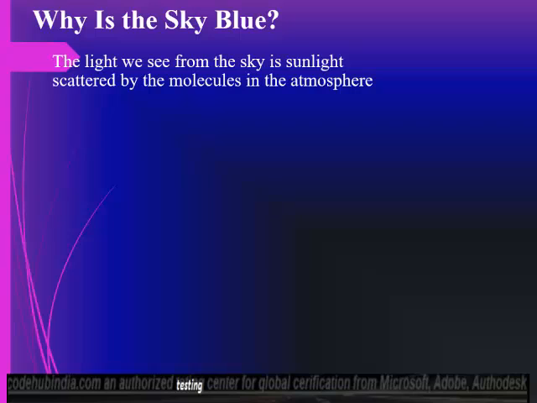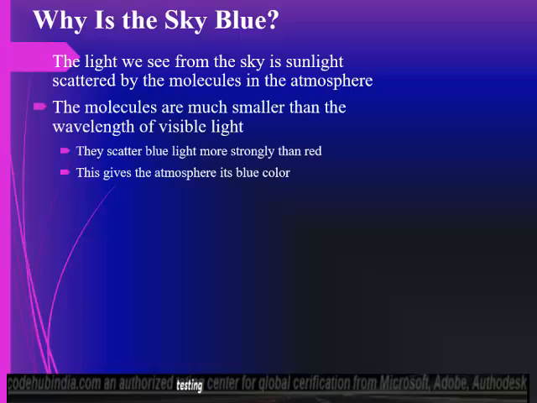There are different layers of molecules, the ozone layers, okay? Different ozone layers. So a lot of protection is there. And the molecules are much smaller than the wavelength of the light. These molecules are much smaller as compared to the wavelength of the light.